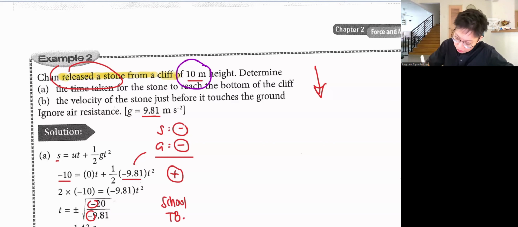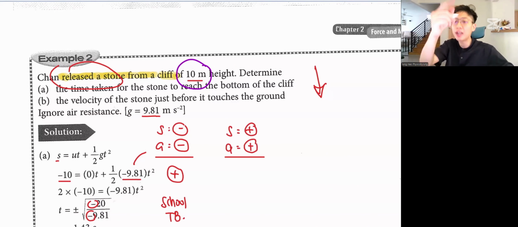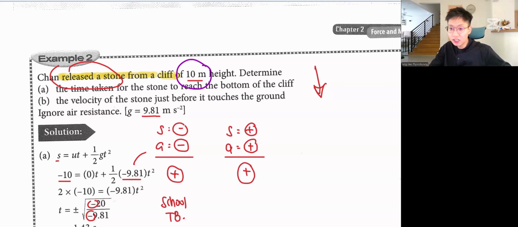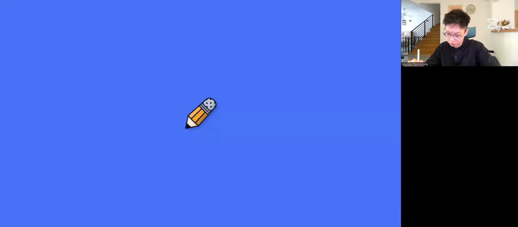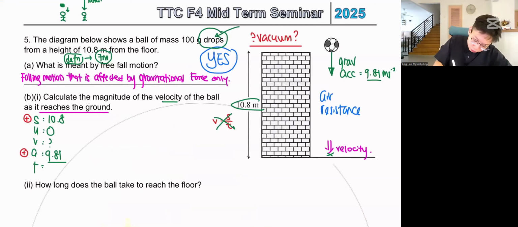Jung Hao's style is I use S equals to positive, A equals to positive. Positive times positive becomes positive also, right? So now you've got two choices: either you use negative for both, or you use positive for both. This is the Jung Hao style. Let me show you again. So you see now, I use positive S and positive A, when falling.